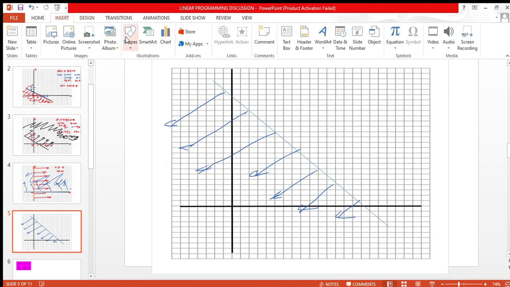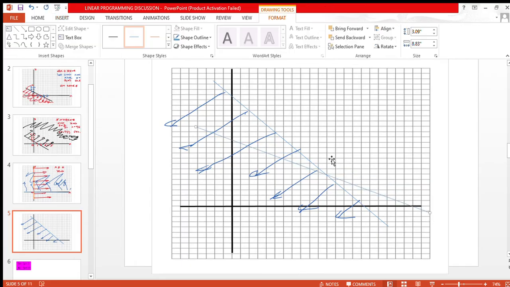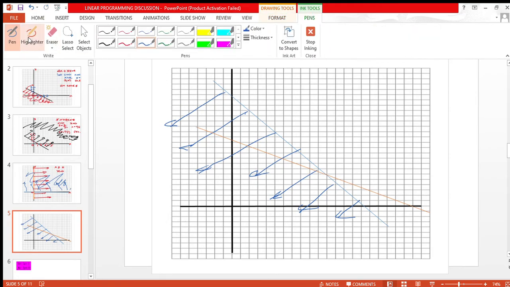And then let's say we have another one. Let me draw, let's say, this line here. And let me change the color. And again, let's say that will now be less than or equal. So it must now be towards this direction. That's the region for the second constraint.